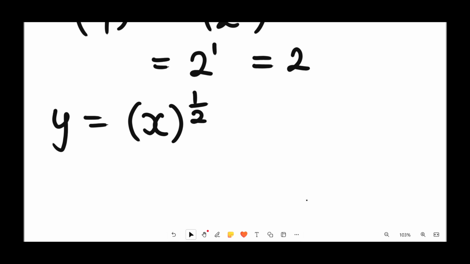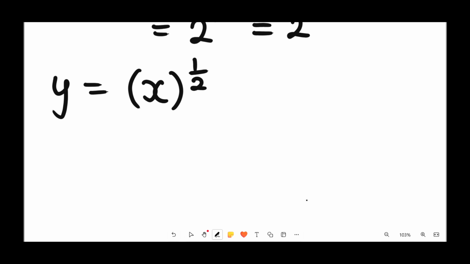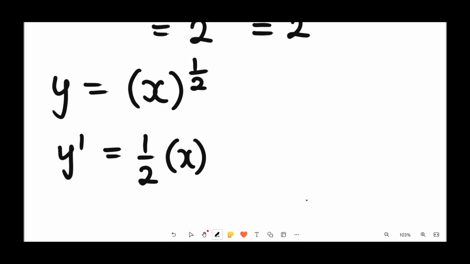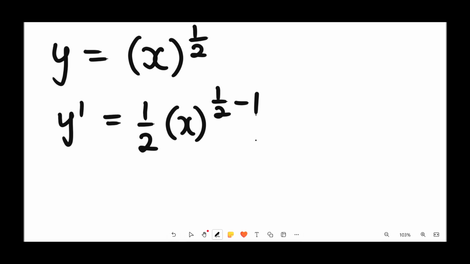All right. So we can now apply the power rule. So we have our y prime to be equal to, bring down the power, which is half. Then we have here x. Then we will reduce the power also by 1, so half minus 1. And this will give us our y prime to be equal to half of x, where x has a power of 1/2 minus 1. So we are going to get negative 1/2.